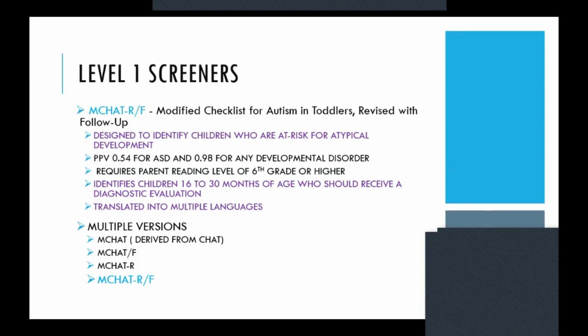So in the level 1 screeners, the majority of the talk is going to be on the MCHAT revised version with the follow-up. It's designed to identify children who are at risk for atypical development, but the positive predictive value is not that great for autism, basically about 50%, but it's very high for any developmental disorder. So the majority of those kids, 98% of them, will have something, but it's not that specific for autism. It requires a 6th grade or higher reading level for parents, which is something important to consider. It's usually done between 16 and 30 months, and there are multiple languages and many versions.